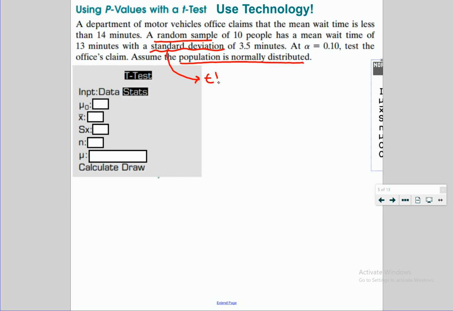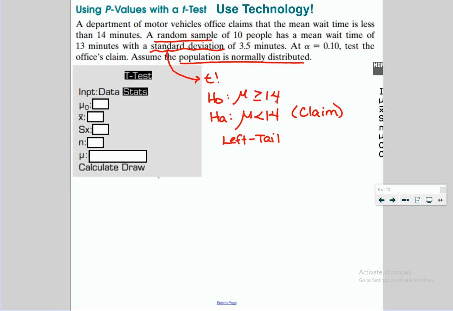Okay, so hypotheses, null and alternative. The claim is that the Department of Motor Vehicles says the mean wait time is less than 14 minutes. So less than 14, because it's strictly less than, it's my alternative, and we're going to label it as the claim. Is that a left tail, right tail, or two tail test? It's a left tail test. Okay, and then your null is going to be that the mean is greater than or equal to 14.